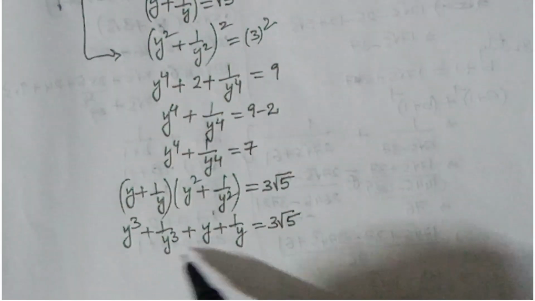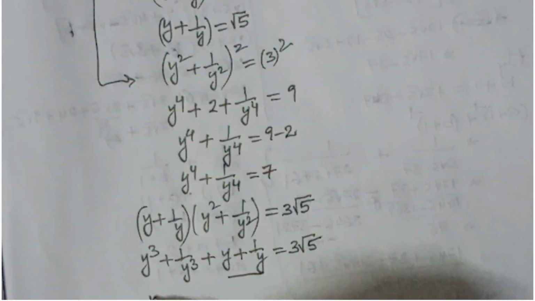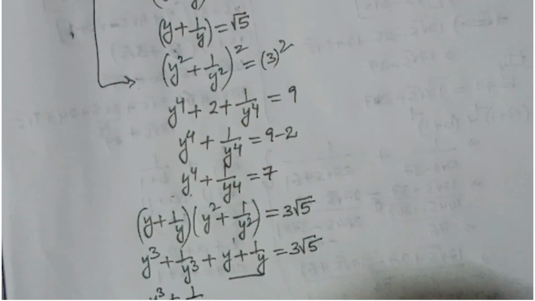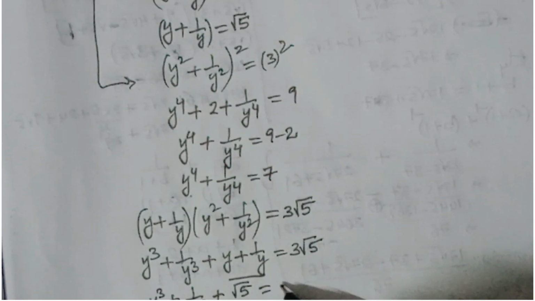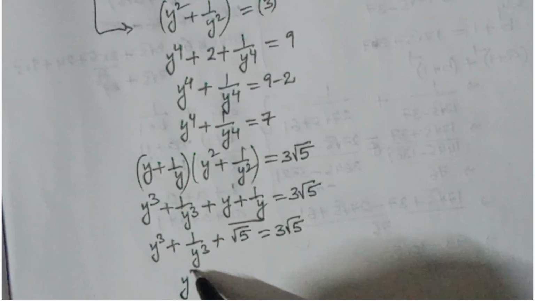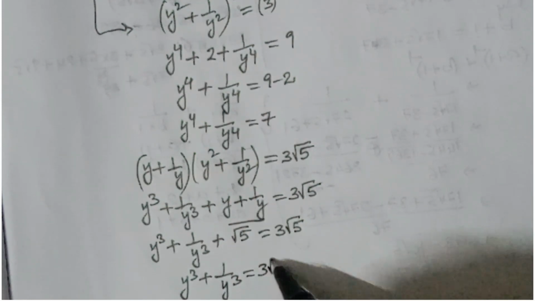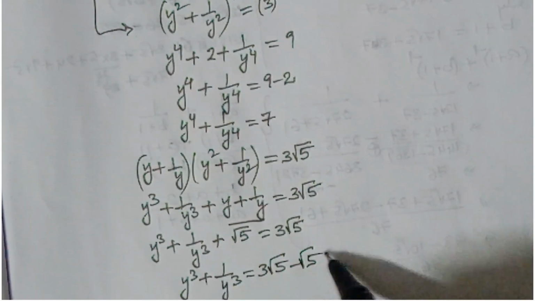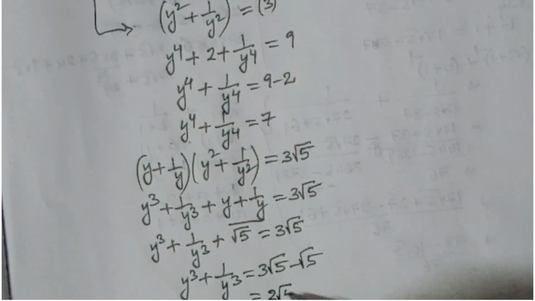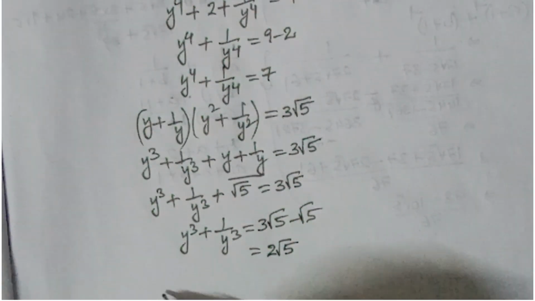Now here this value already you know, y plus 1 by y is root 5. So y cube plus 1 by y cube plus root 5 is equal to 3 root 5. So here you will get y cube plus 1 by y cube is equal to 3 root 5 minus root 5. You will get 2 root 5. Now I want to find y power 4 plus 1 by y power 4 value.